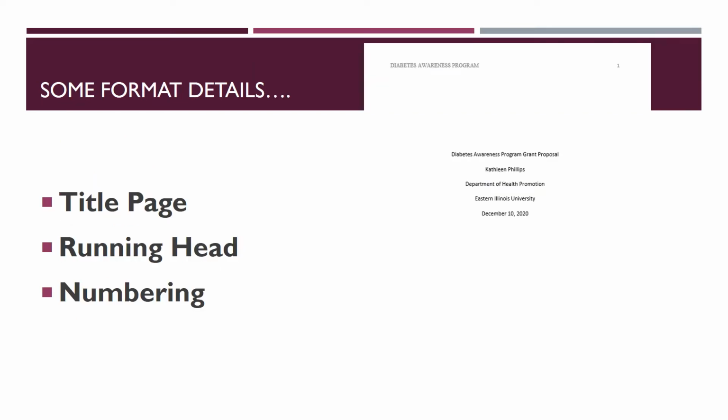So just some format details to pay attention to. Again, we are following APA for this entire project. You can see the example on the slide to the right that follows the APA guidelines for the title page. So you want to make sure that you have your running head and that your numbering is there. Again, definitely take a look at the APA guidelines within Purdue OWL or within the APA video review.